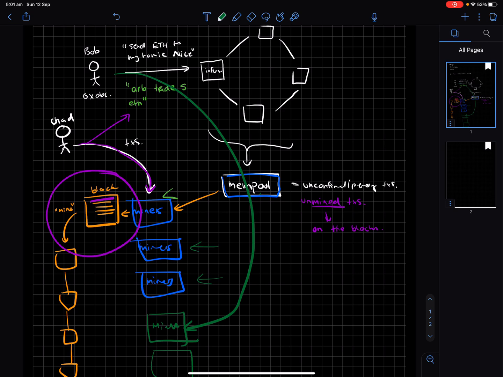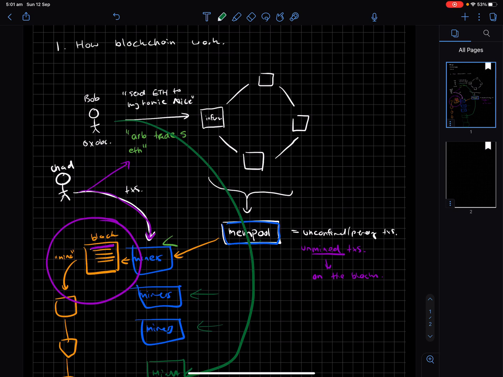But anyway, here's the rundown of what miner extractable value is, how it works, and why you should care about it.